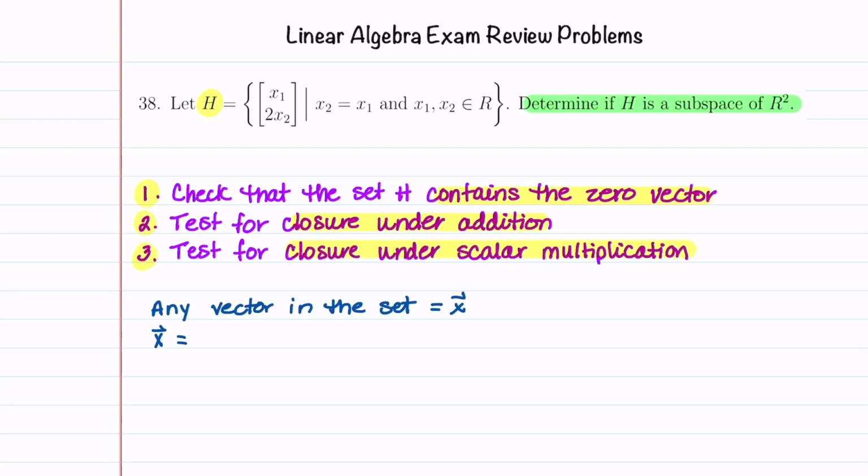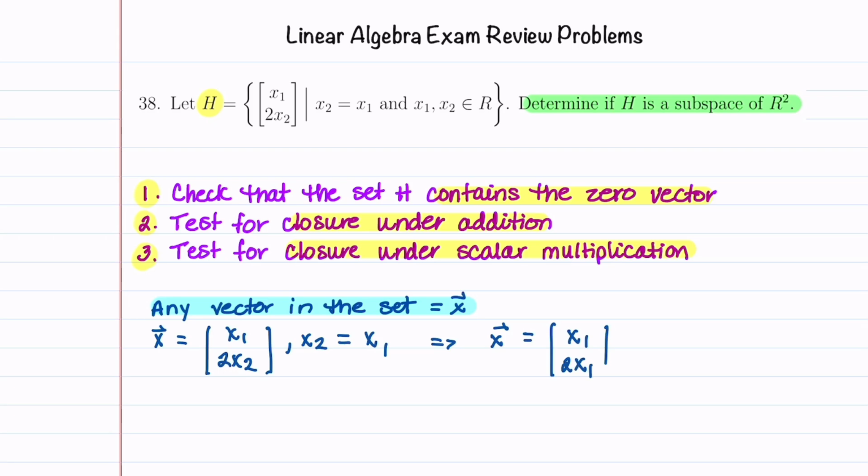I always begin these problems by letting any vector in the set be equal to x and then writing down what x is equal to. According to our H up above in our problem, our vector x is the vector x1, x2, where x2 is equal to 2x1. Let's go ahead and plug that in. So we get that vector x is equal to x1, and then for x2, we're going to plug in 2x1. So any vector in our set is in this form.